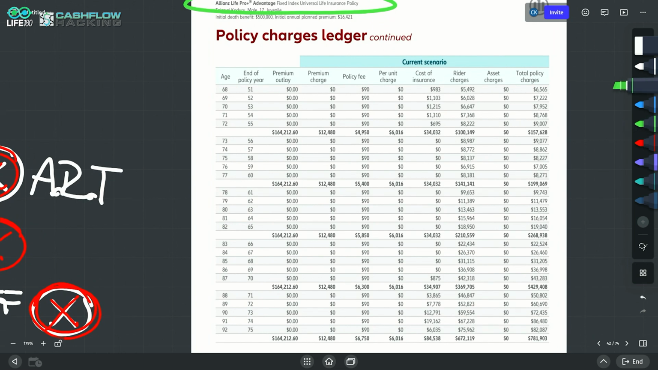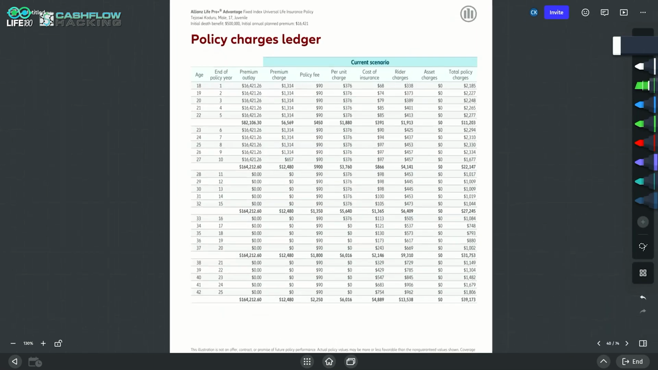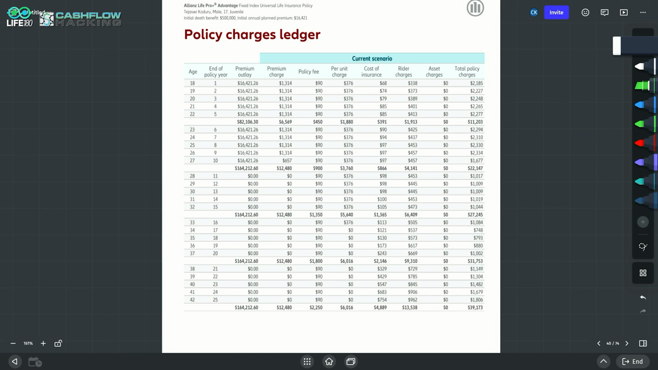You could see, and I didn't go back to the beginning, but this person started with $16,421.26 right here per year for 10 years. So that's $164,212, okay, of total premium paid. Now, did this policy perform well early? The answer is absolutely, right? So this policy right here, $164,212.60. You can see the first 10 years of the policy, that's what they paid.